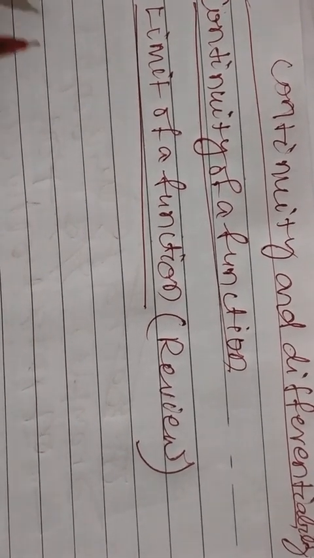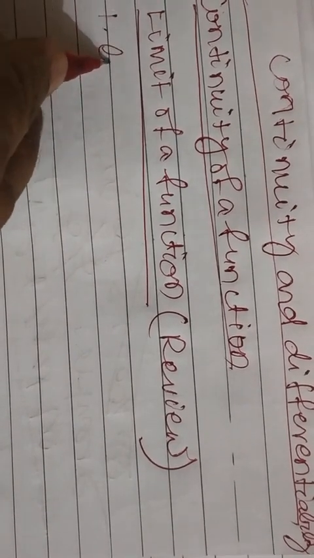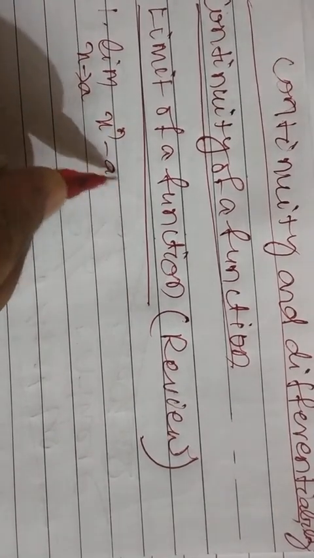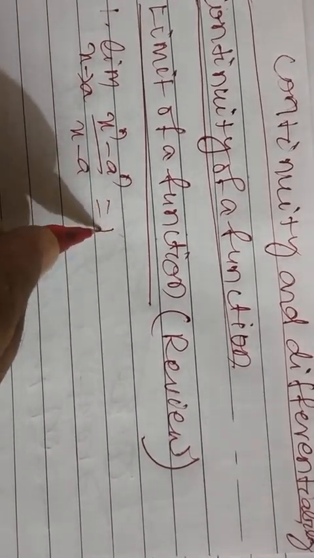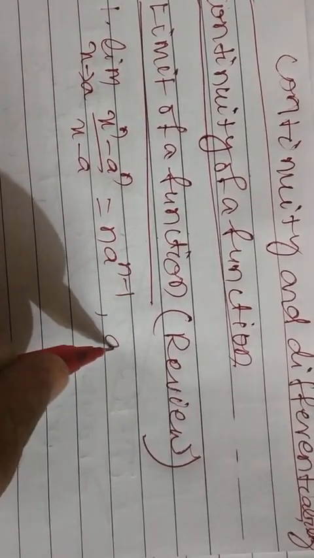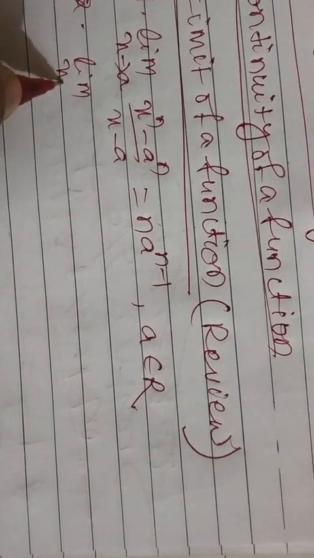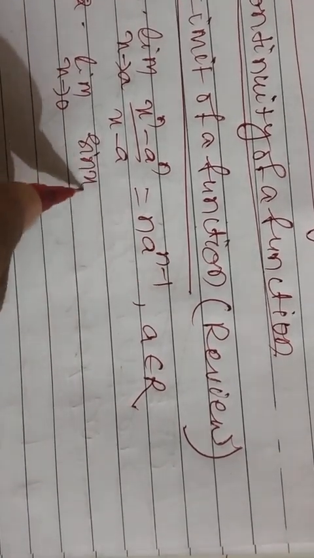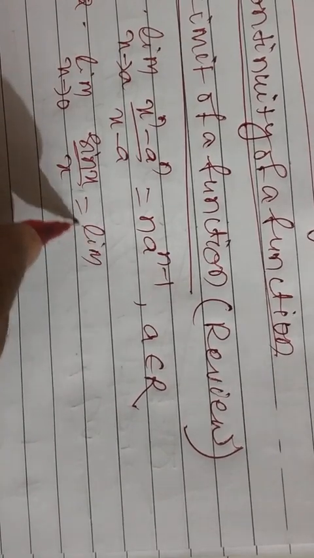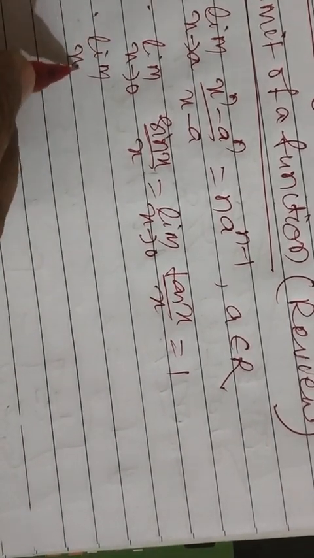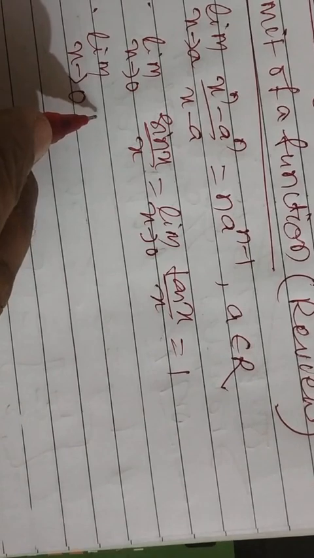Some formulae on limit. What is the first formula? Limit x tends to a, x to the power n minus a to the power n by x minus a is n a to the power n minus 1, where a is any real number. Then limit x tends to 0 sin x by x is the same as limit x tends to 0 tan x by x, which is 1. Number 3, limit x tends to 0 e to the power x minus 1 by x is 1.